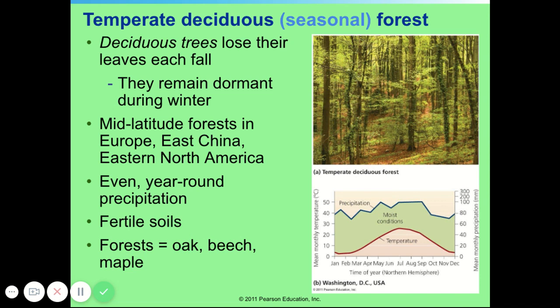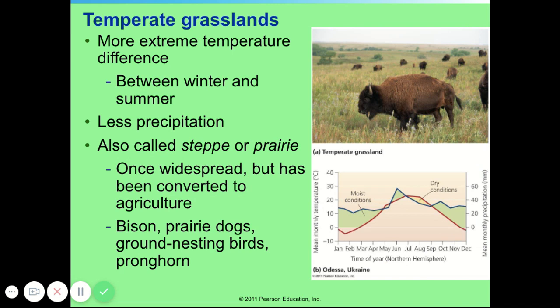So for example, for temperate deciduous forest, make sure that you know that the word deciduous means seasonal. So these are trees that don't keep their leaves year round. They drop them in the fall. Next is temperate grasslands, which is where we live. This is our biome. And another name for prairie is steppe. So if we're talking about Asia, they're going to call their prairie steppe.